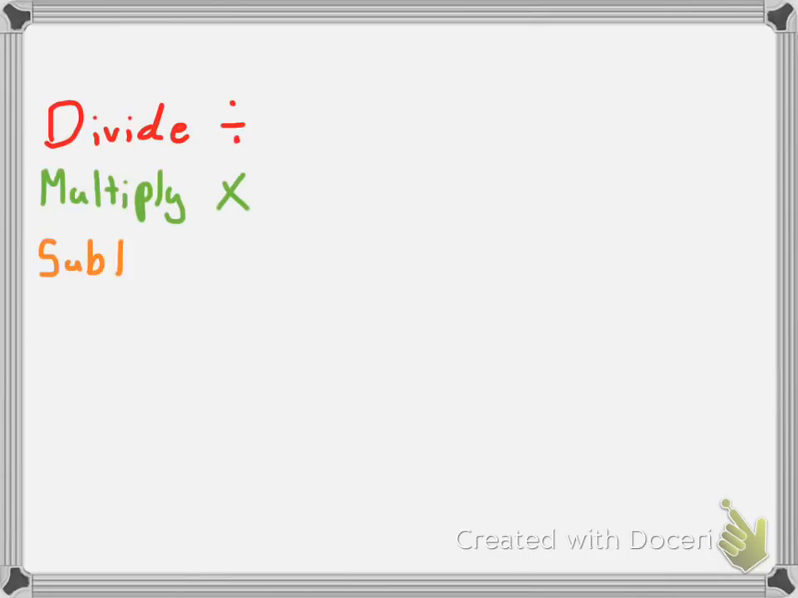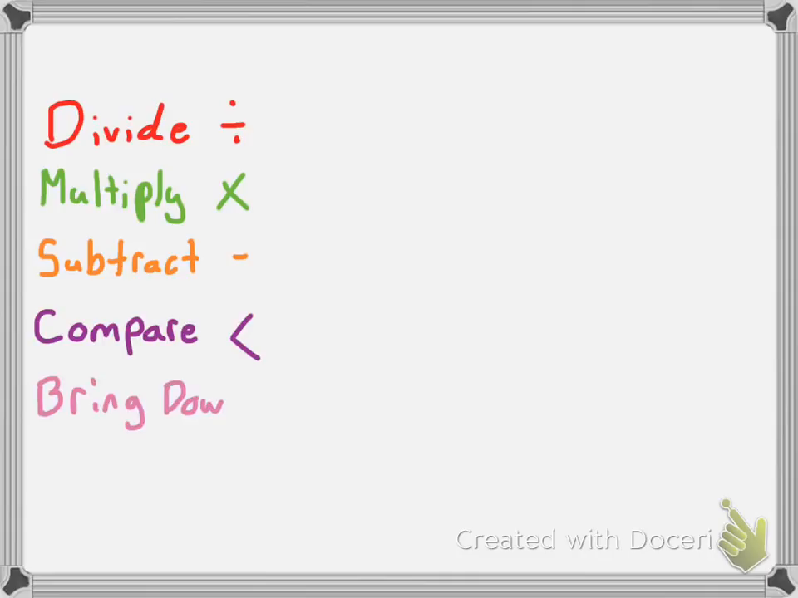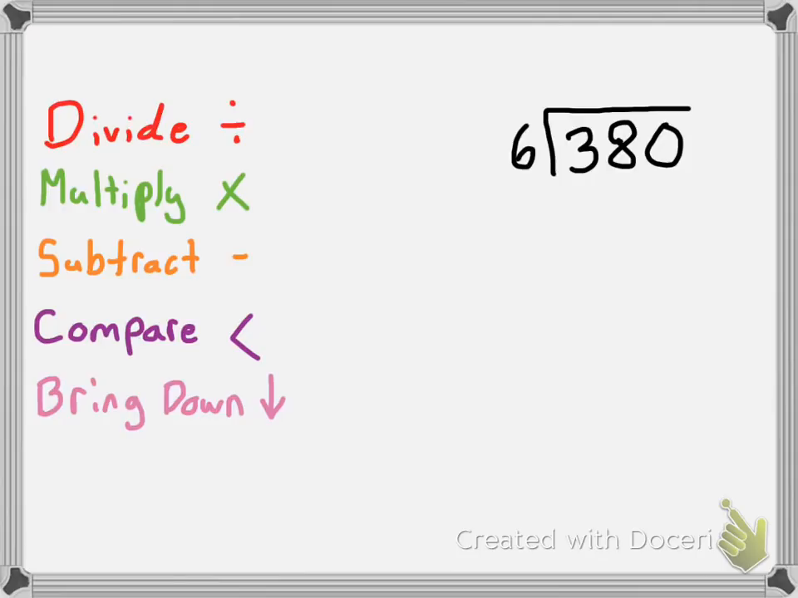Let's look at another example. I'm going to write all my steps down again. If you already have them in your notebook, you don't need to write them another time. Just know that we have divide, multiply, subtract, compare, and bring down. So if I have 380 divided by 6, I'm going to start with step 1, which is divide. Remember, we always start in the biggest place. So for this problem, it's going to be the 3 in the hundreds place.